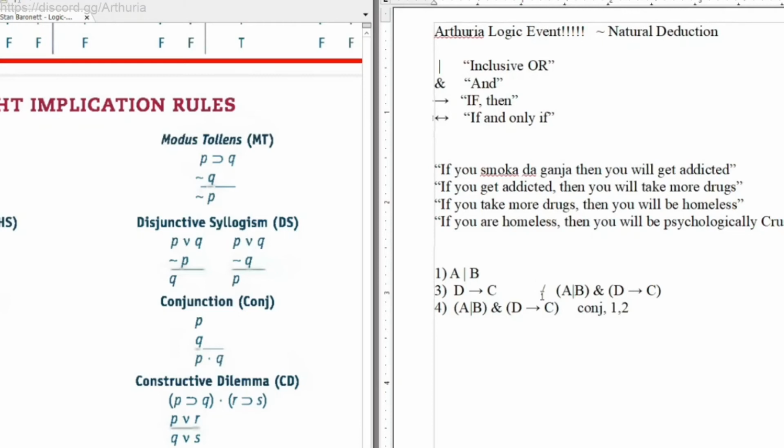All that conj does is I can take 2 lines and put them together with an and. Any 2 lines you can put together with an and statement, because you're assuming that this is true and you're assuming that this is true. So why wouldn't they both be?